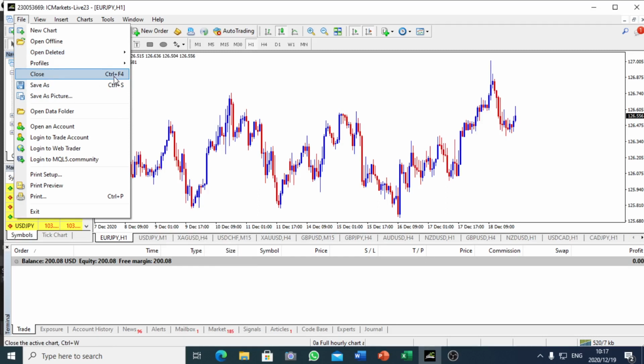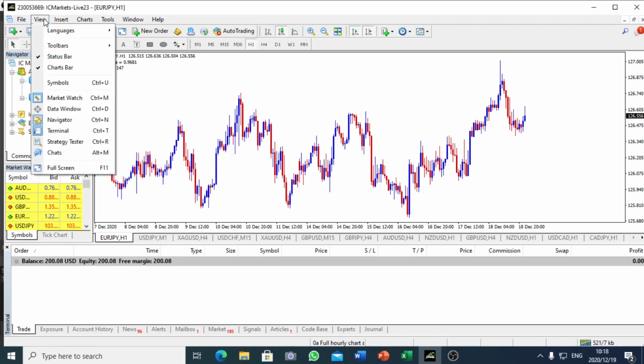The shortcut is like other software that you use. We know Control F4 closes the program. Save as, you can save this thing. Save as a picture. You can open data folder, open an account, and we've shown you that from navigator area, navigator window, you can also open account. You can also open account again here. You can log in to trading account, log in to web trader, log in to MQL5, and you can print setups. Whatever it is that you did here, you can print them. You can preview and so on.